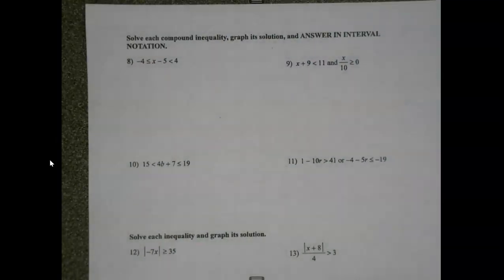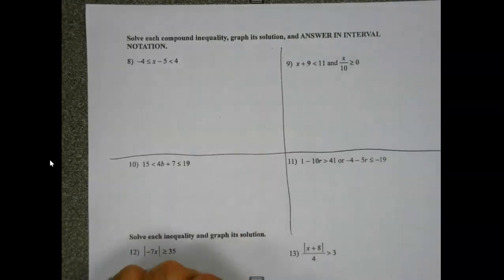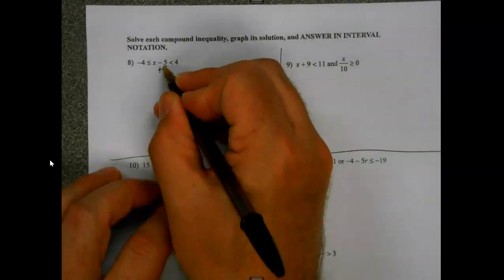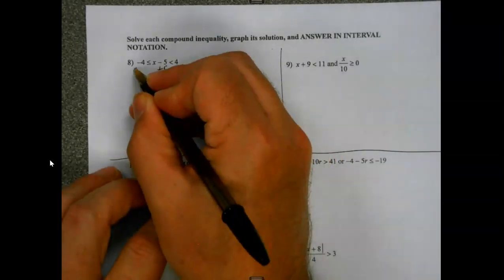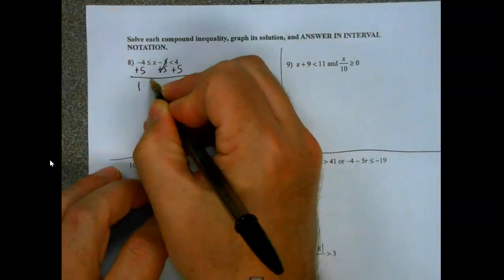All right, solve the compound inequality, graph the solution, answer in interval notation. Already still rolling with the evens here. Make sure I'm doing this right, yes. Okay, if there's something going on in the middle, we undo the minus 5. We're trying to get x alone. All three parts.